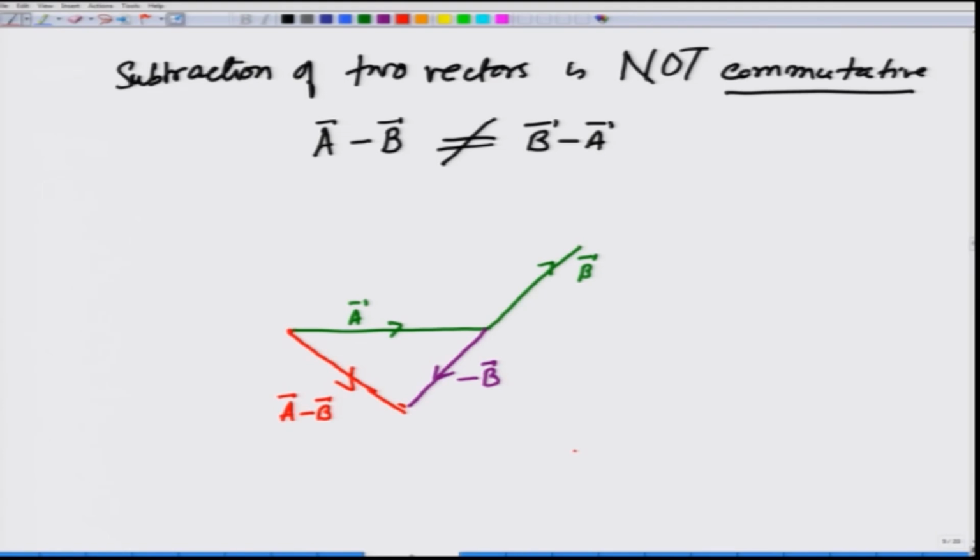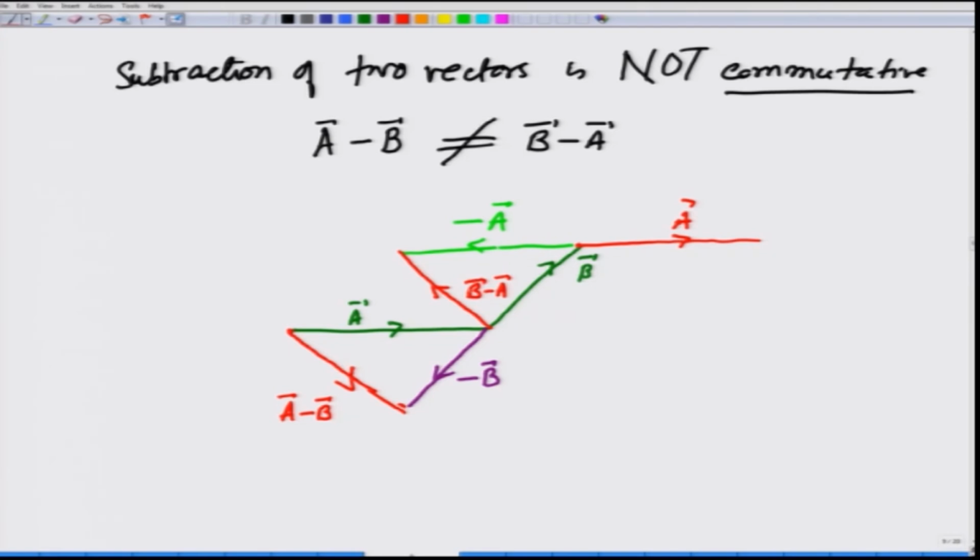On the other hand, B minus A is not going to be this. For B minus A, what will I do? I will go to the head of B and subtract A from it. That means, I will have to take minus A. So, if I transport A out here, this will be A parallel to itself, and minus A would be in the other direction. This will be minus A, right. This is A, and therefore, B minus A is like this. This is B minus A.